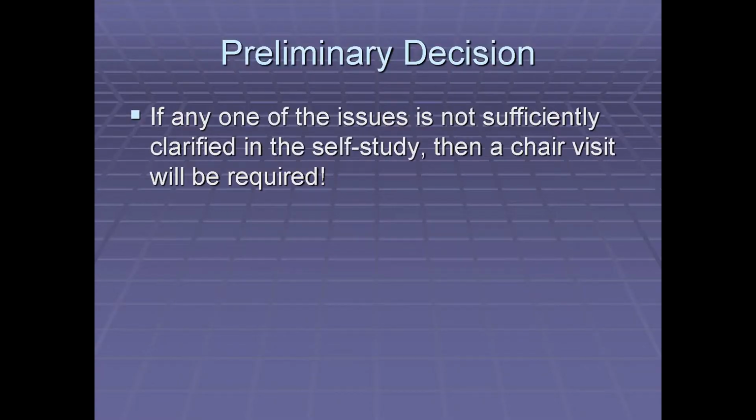Issues to be considered in this decision: if there are any issues concerning faculty or the financial stability of the institution, or if the educational programs are in question, library resources, student services, physical plant, administrative control or administration, any of this could be a red flag for the chair to decide if he or she needs to make a visit to the institution. If any one of the issues is not sufficiently clarified in the self-study, then a chair visit will be required.